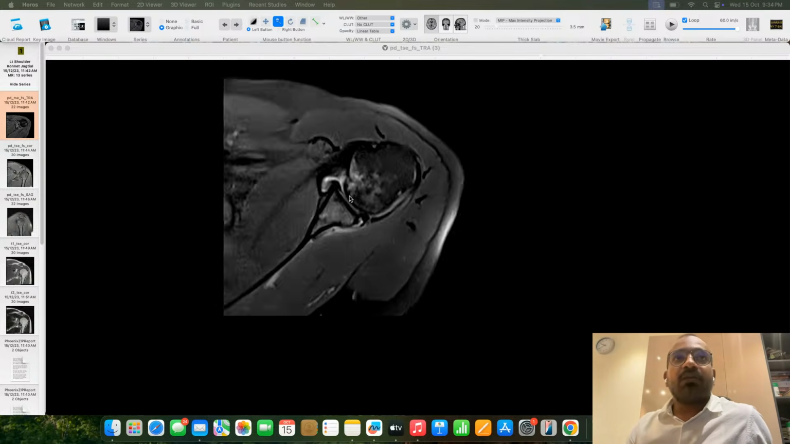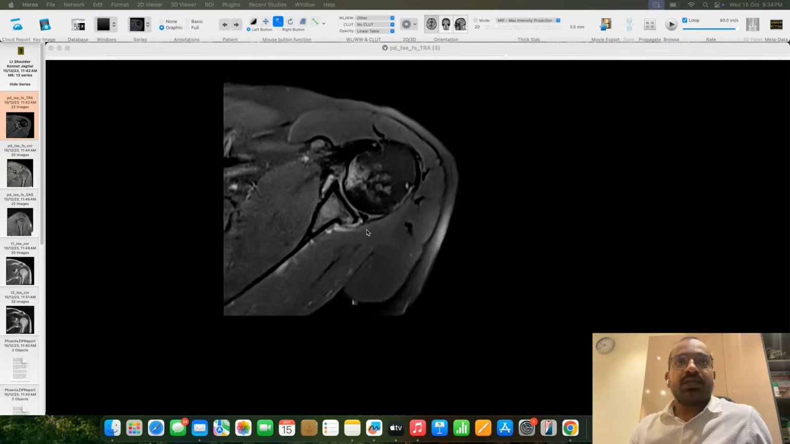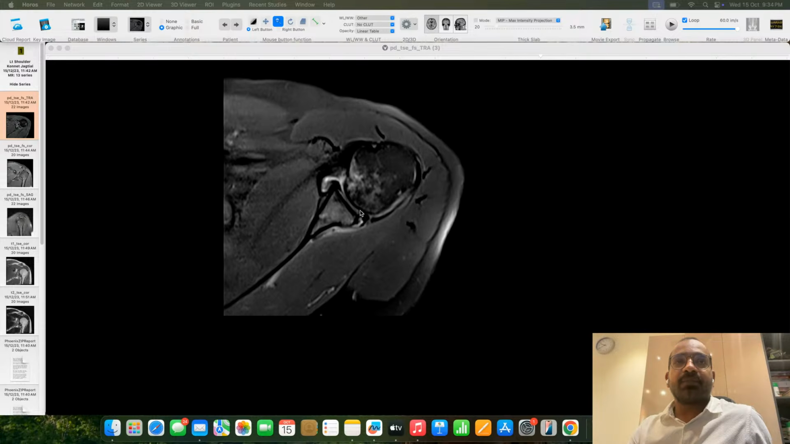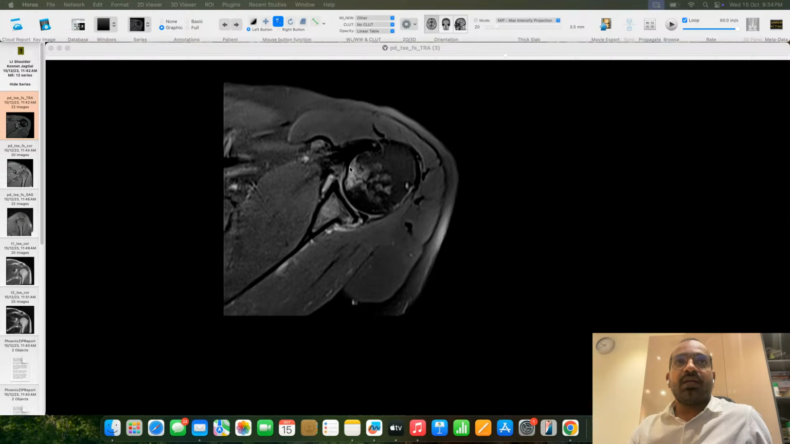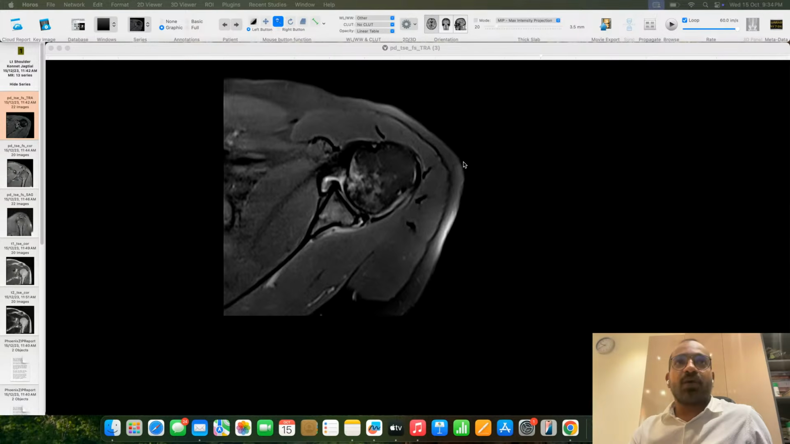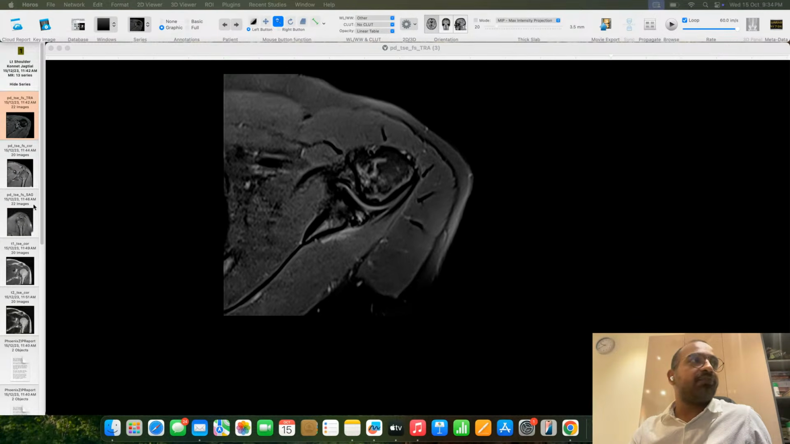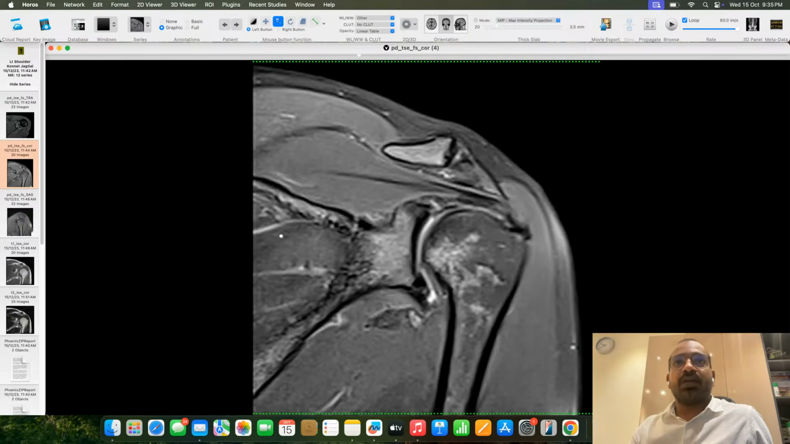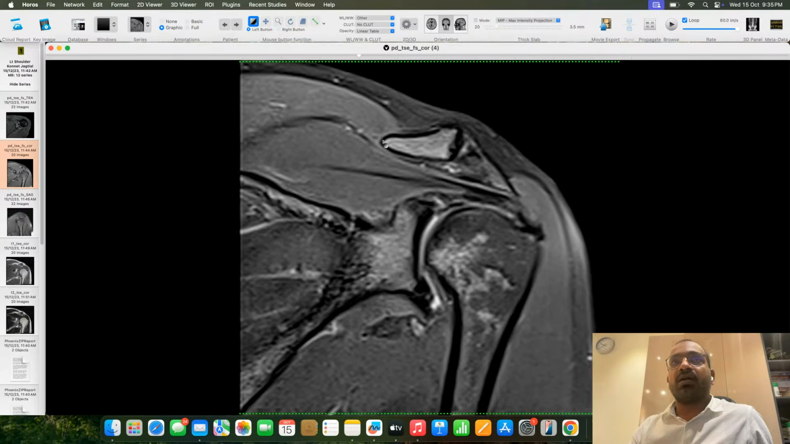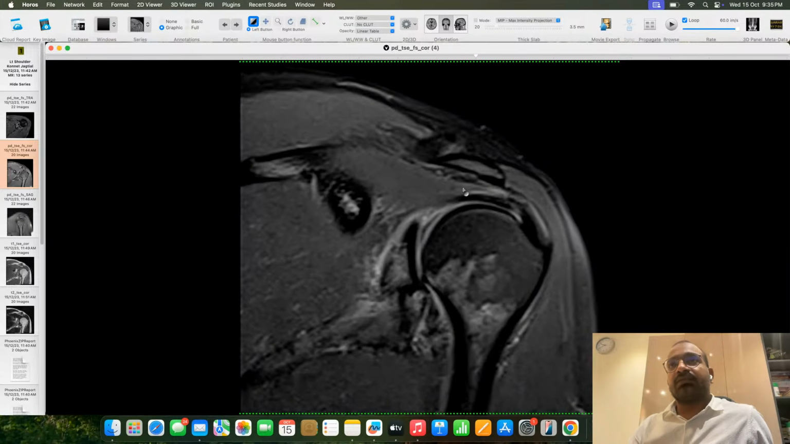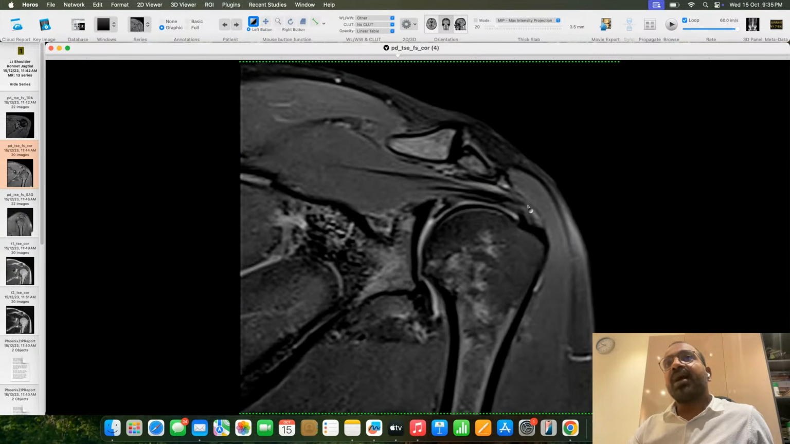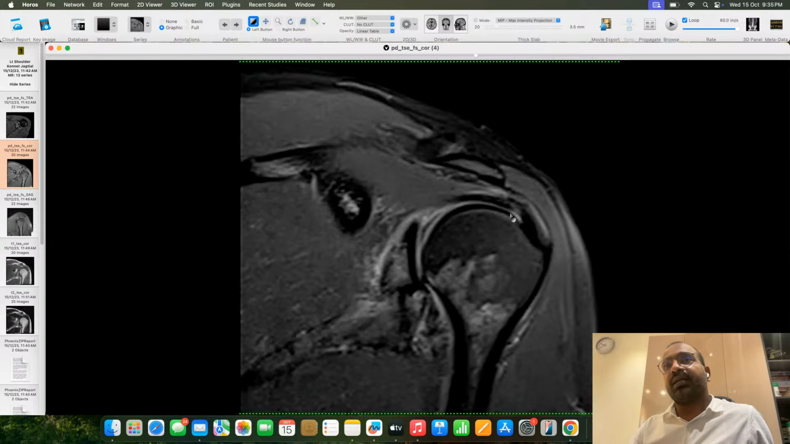Okay, so along with that, if you see there is a bony Bankart lesion here, so reverse Bankart lesion and a reverse Hill-Sachs lesion, and there is marrow edema which we can see, minimal joint effusion. Okay, minimal joint effusion. Other than that, there is also mild tendinitis in the critical zone of the supraspinatus.